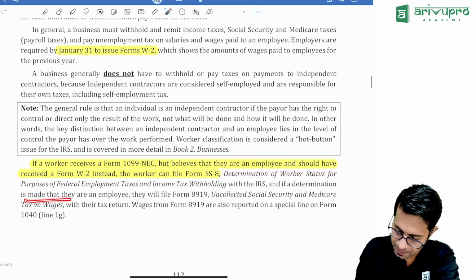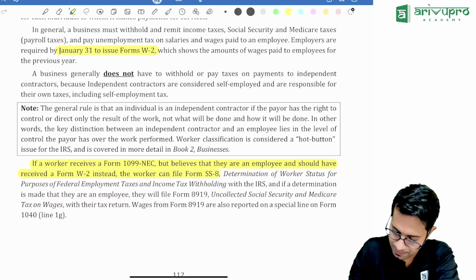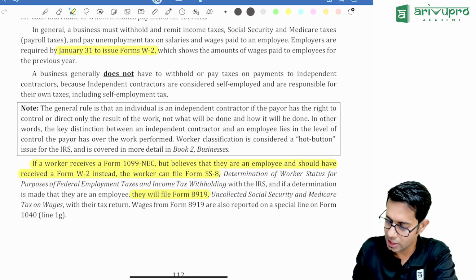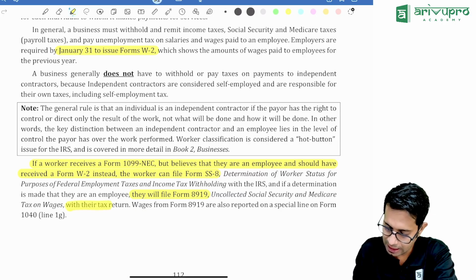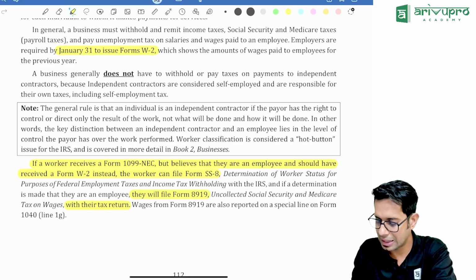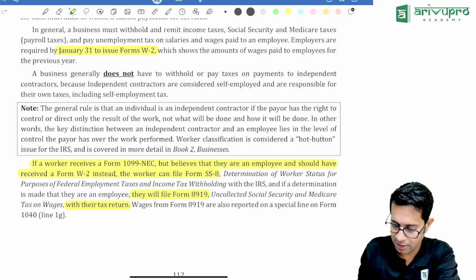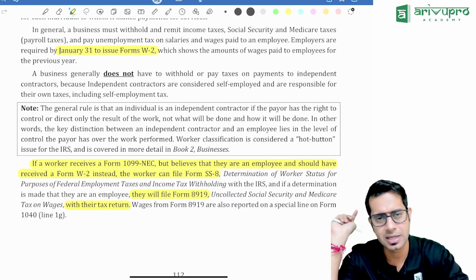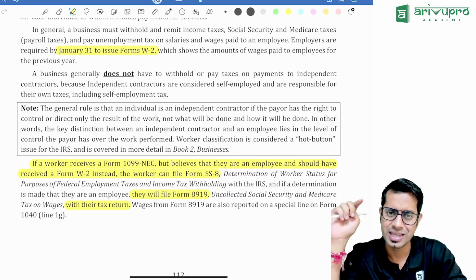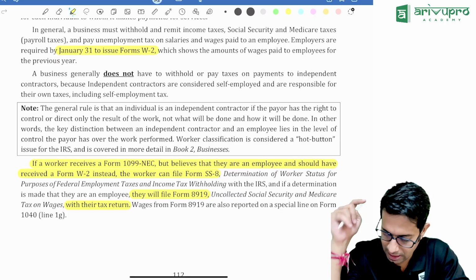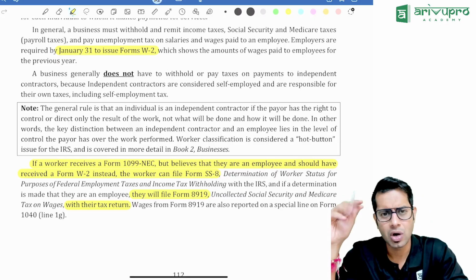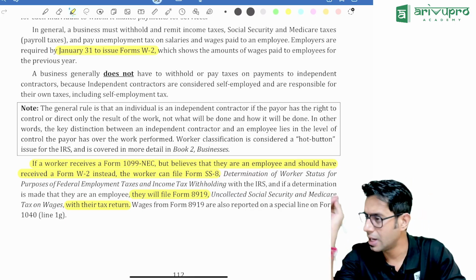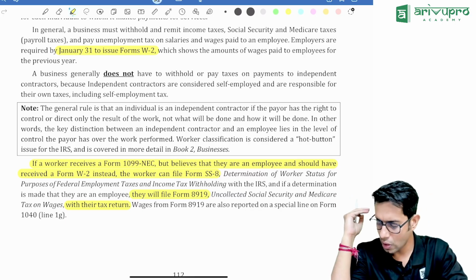If the determination is made and they are an employee, they will have to file form 8919, uncollected social security and Medicare tax on wages, with their income tax return. Wages from form 8919 are also reported on a special line of form 1040. What does this point say, sir? If IRS finds that yes, he was supposed to be treated as an employee but was wrongly treated as an independent contractor, then whatever the share of social security tax and Medicare tax is, that will be shown separately as a separate line in your tax return.